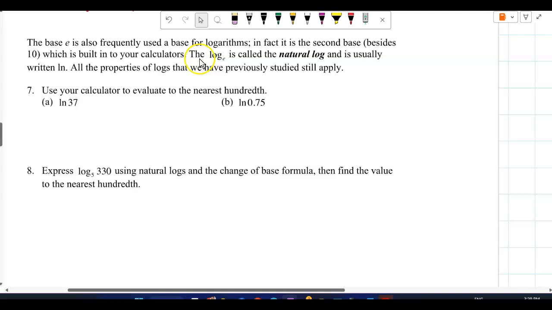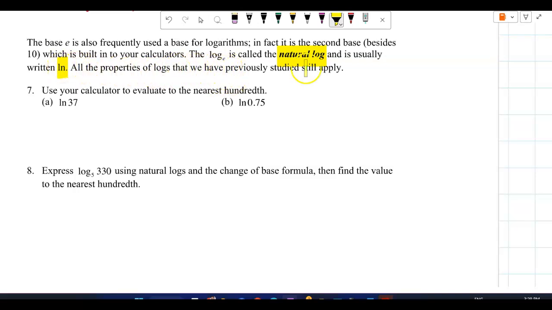The base e is also frequently used as the base for logarithms, and in fact it is the second base, besides 10, built into your calculator function. It's given by ln, natural log, and is written in the form of ln. Can you see ln on your calculator?